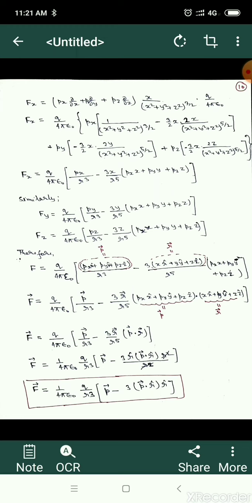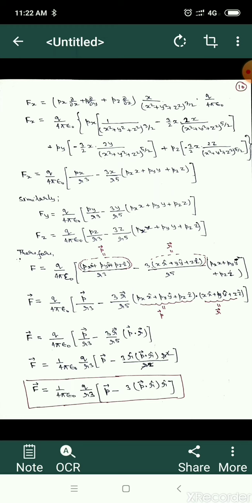times the remaining terms]. This 3x I have taken common, so what will remain is pxx plus pyy plus pzz. Similarly we can find the Fy component and Fz component. If we find the Fy component, that is q upon 4πε0 [py upon r cube minus 3y upon r to power 5 (pxx plus pyy plus pzz)] bracket close.